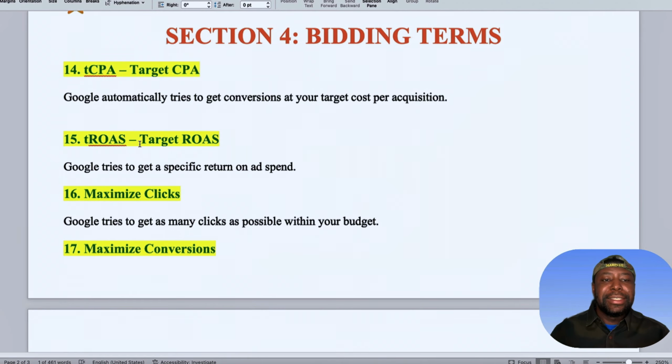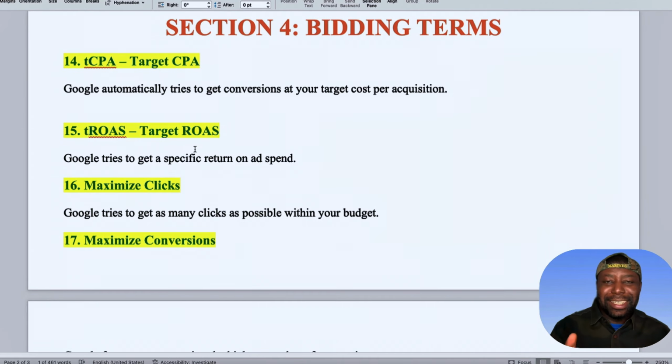Number 15 is ROAS. You remember I told you this was return on ad spend, but now you have a target on return on ad spend. So you want to spend $100 and make sure you get 400 back when you're running Google Ads, or 500 back. So this is your target. And how is that calculated, or what does that stand for, is what Google is explaining here.